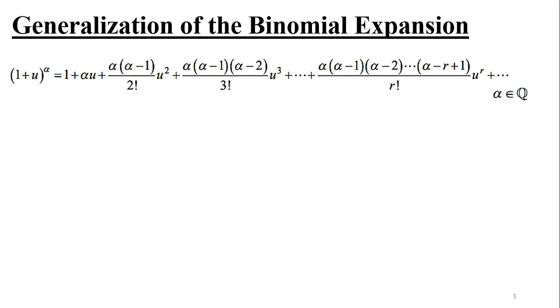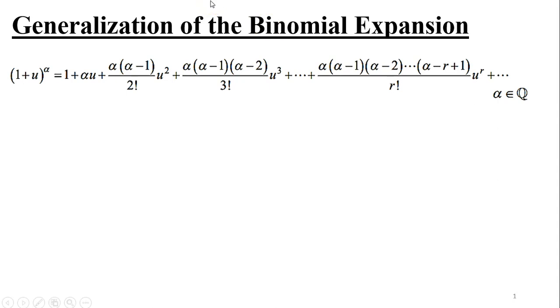And that pattern keeps on going. For example, the coefficient of u to the 4 will have a 4 factorial at the denominator, and at the numerator will have 4 factors that are α, α minus 1, α minus 2, and α minus 3.